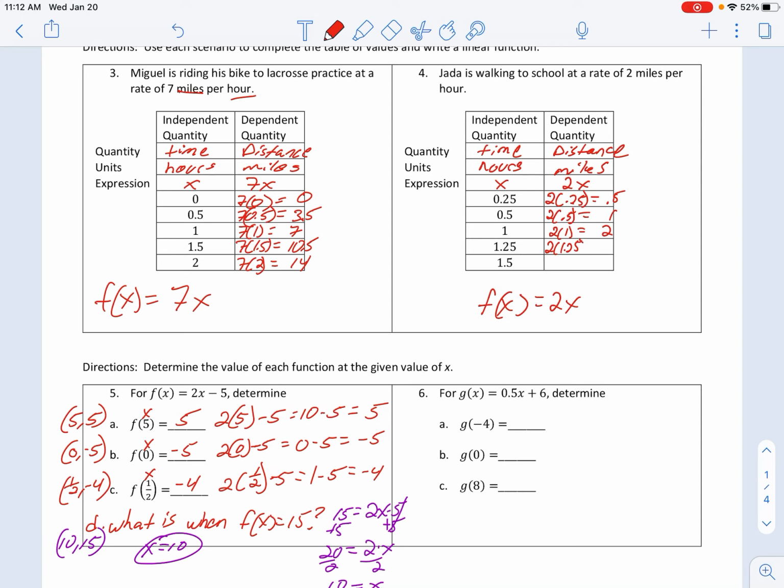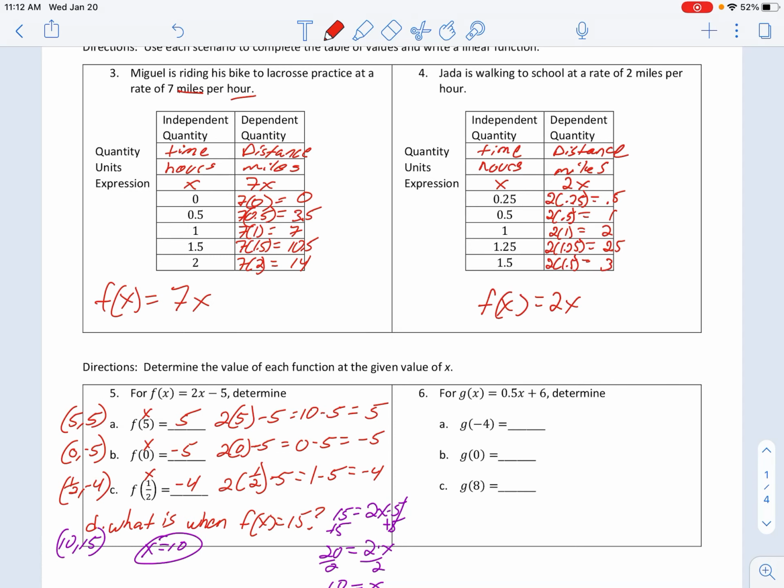2 times 1.25. So again, you got your calculators there. 2.5 miles. And 2 times 1.5. Okay, same deal. You got your calculators there. 2 times 1.5 gives me 3 miles.